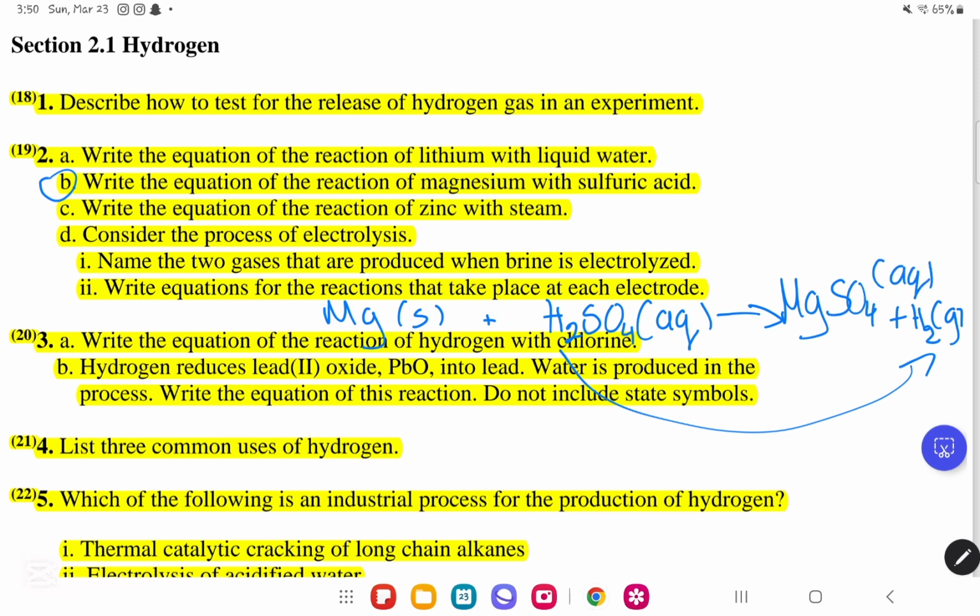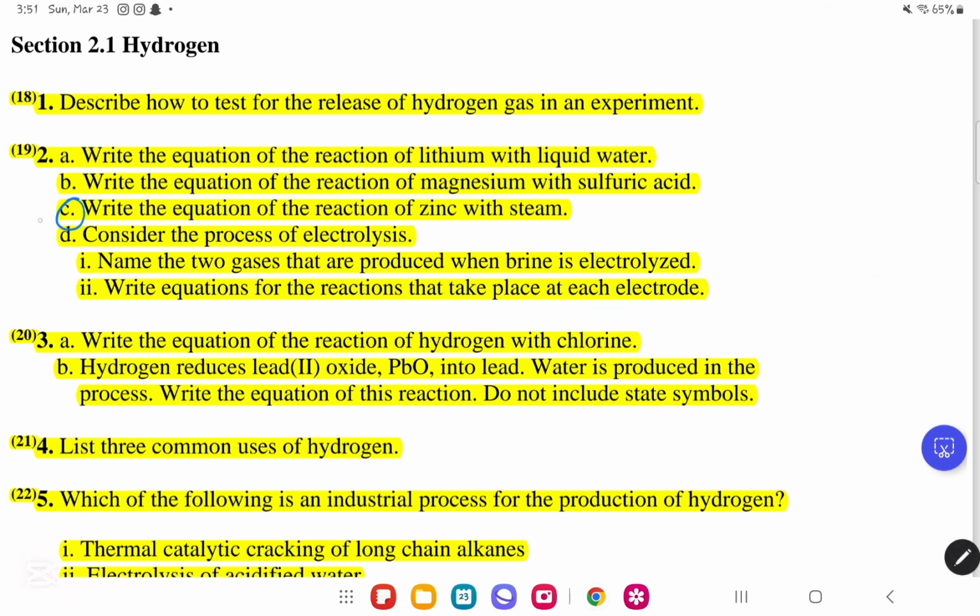Now here everything is balanced, so always keep in mind that metal plus acid is going to give us a salt plus hydrogen gas. Metal plus liquid water is going to give us a salt and hydrogen gas. Also, metal plus acid is going to give us a salt plus hydrogen gas. And then for part C, they said write the equation of zinc with steam. Zinc, which is a metal, in addition to steam, H2O gas, will form what?